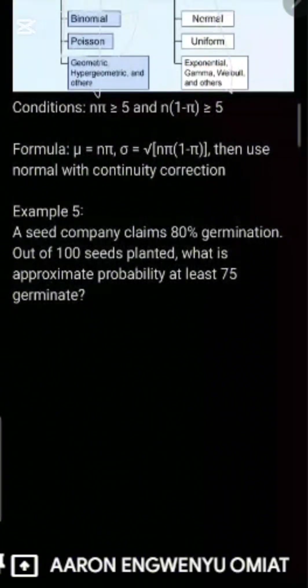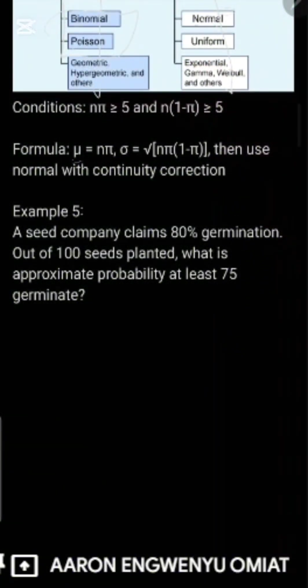So when we deal with binomial, one thing to know is that binomial basically talks about success or failure. We are looking at probabilities of success or failure. For example, here we're talking of germination. A seed company claims 80% germination. Out of 100 seeds planted, what is the approximate probability that at least 75 germinate? Here, the seeds can either succeed in germinating or fail to germinate. So this is an example of a binomial distribution, but we're going to apply concepts of the normal distribution.